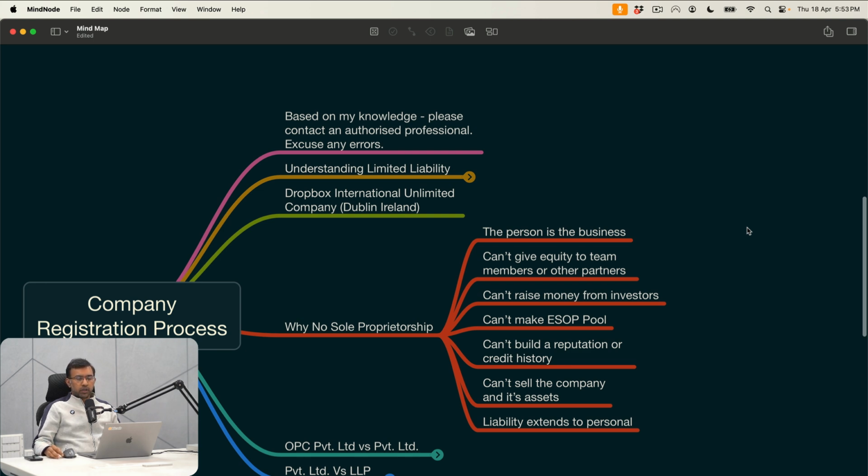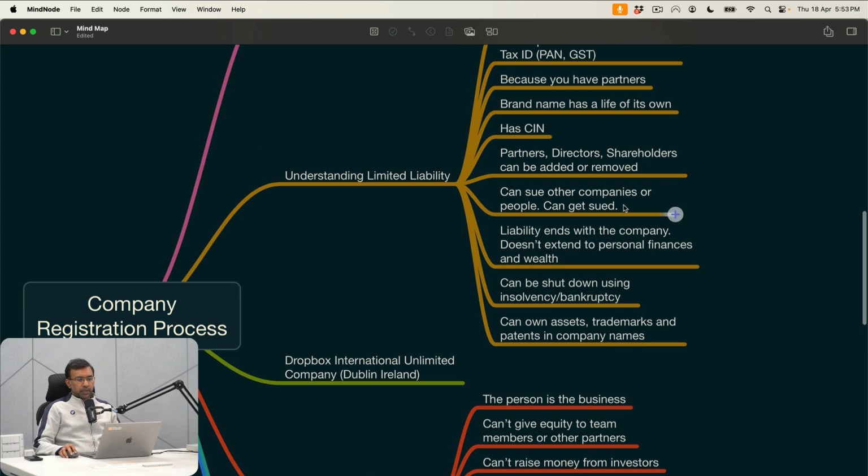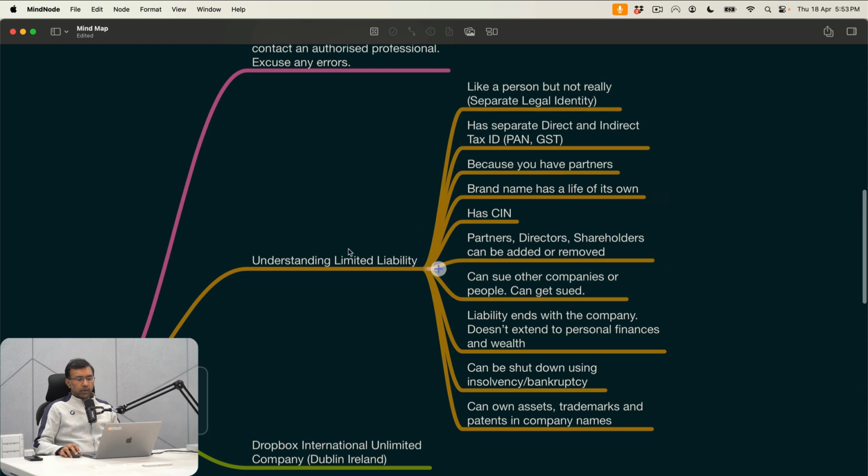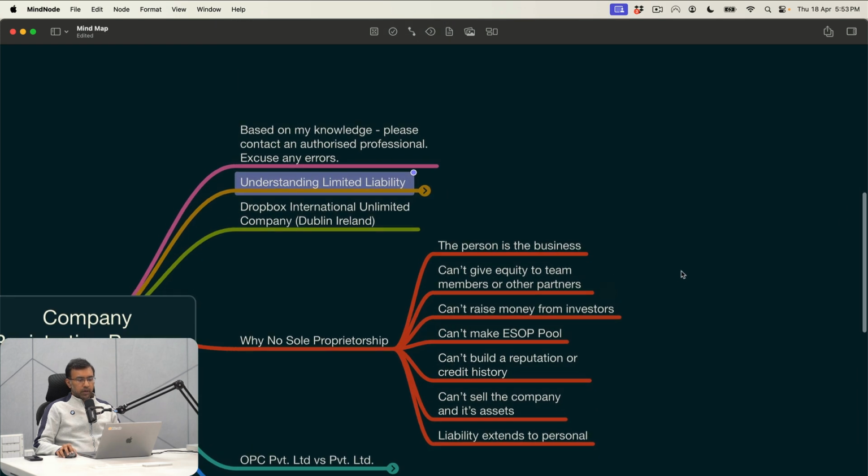The intention is obviously not to cheat or do anything shady. But a lot of people do that. A lot of people create multiple separate entities to do some shady business. We are not going to do that. But it is still recommended that you create a separate legal entity for the benefit that you can have partners and shareholders, as I have mentioned here. You can give equity to other people. You can raise money. So all that benefit is there in a private limited company.